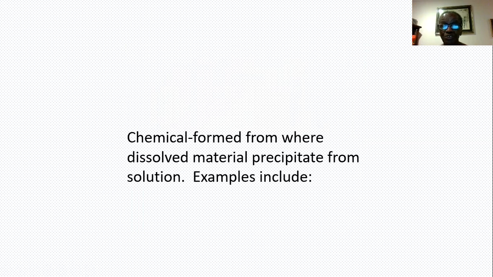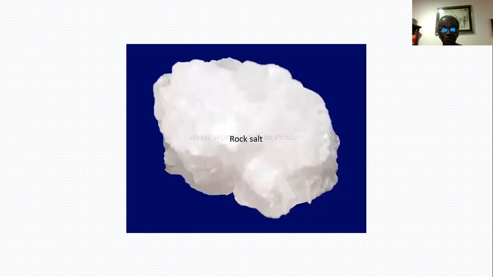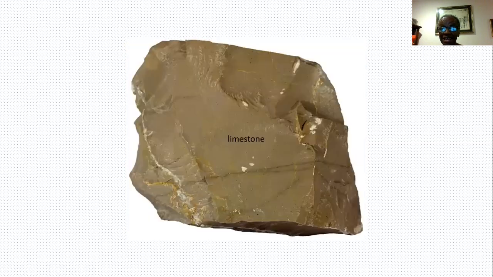The other group of sedimentary rocks would be those that are chemical, and they are formed where dissolved particles precipitate from solution. Examples would be rock salt. When we were on minerals, we talked about halite, which is the mineral that would make up the rock salt. And then limestone. Limestone happens to be a sedimentary rock that is made up of calcite.